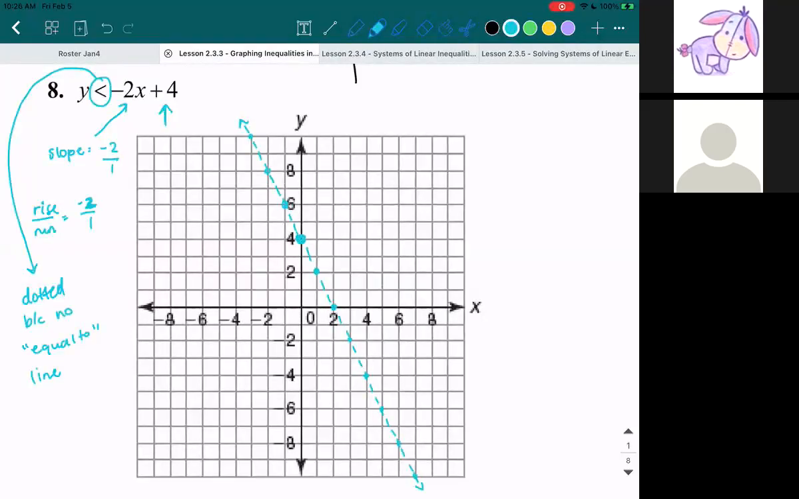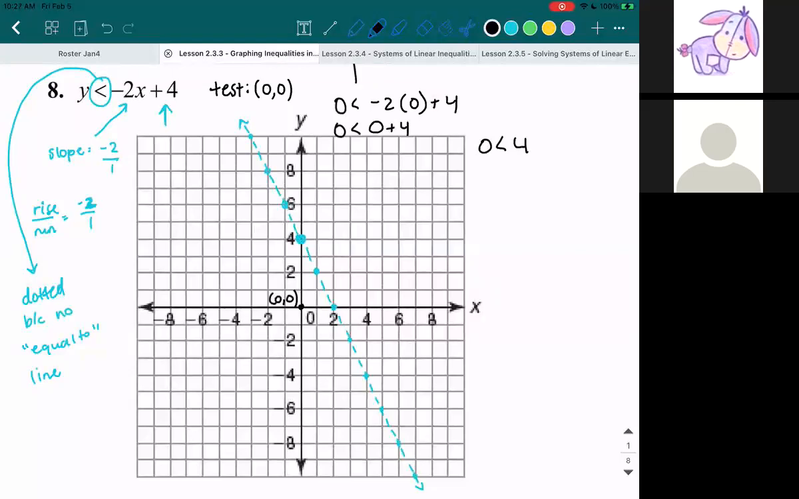Now, what point should we try out? The easiest point to try out is always 0, 0. So let's take a look at if 0, 0 is a liar or a truth teller. So I'm going to test 0, 0. And whenever you test 0, 0, your x is 0 and your y is 0. So plugging it into our equation, we have 0 is less than -2 times 0 plus 4. Literally just replacing your y and your x with zeros. Simplify. 0 is less than 0 plus 4. Simplify again. 0 is less than 4.